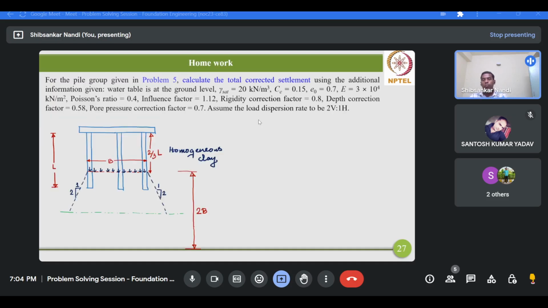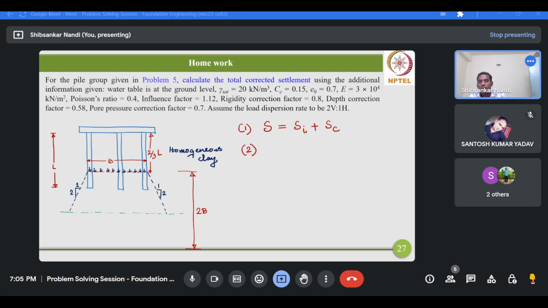So in this problem, this is basically similar to the earlier shallow foundation problem. Just note a few things very carefully: this total settlement is the summation of immediate settlement and the consolidation settlement.